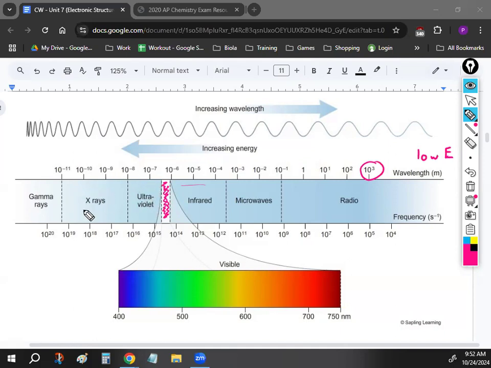X-rays, which is why you wear a lead plate when you go to the hospital to get an X-ray. And then we have gamma rays, which will turn you into the Hulk, right? So increasing energy as the wavelength goes down. Okay, you guys see that relationship, right?